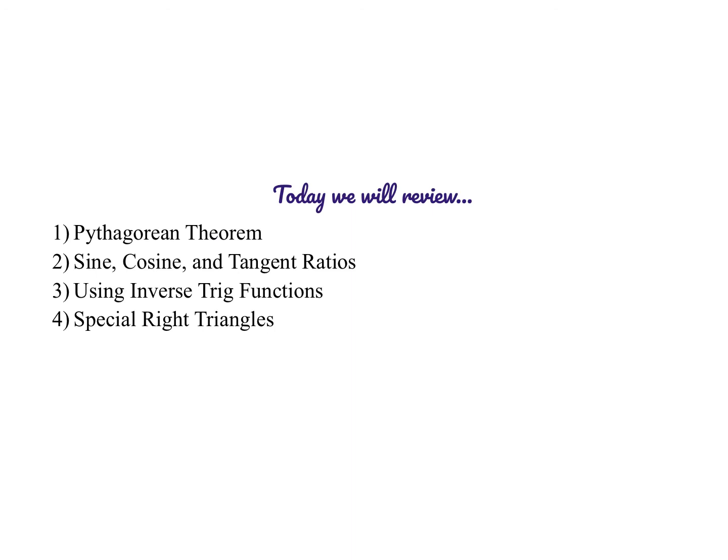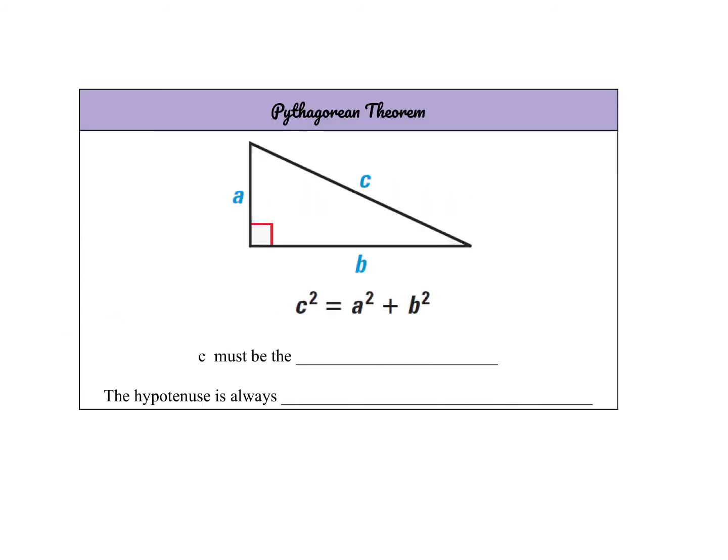So today we're going to be reviewing a few different things that hopefully you remember again from geometry. Pythagorean Theorem. We're going to review our sine, cosine, and tangent ratios, so SOHCAHTOA, just like we did in the warm-up. We're going to talk about using our inverse trig functions, and last we're going to talk about special right triangles. So let's start with the Pythagorean Theorem.